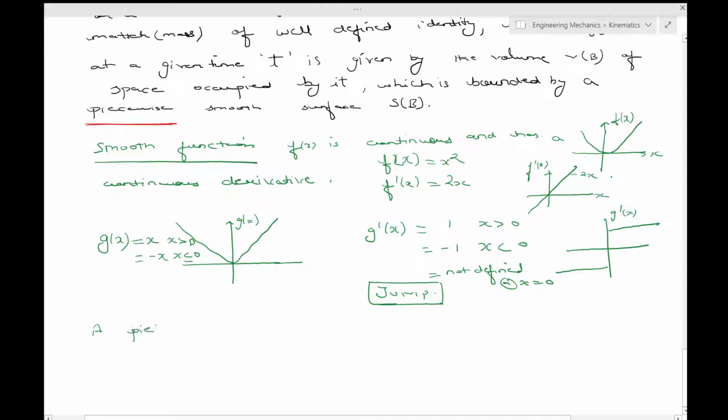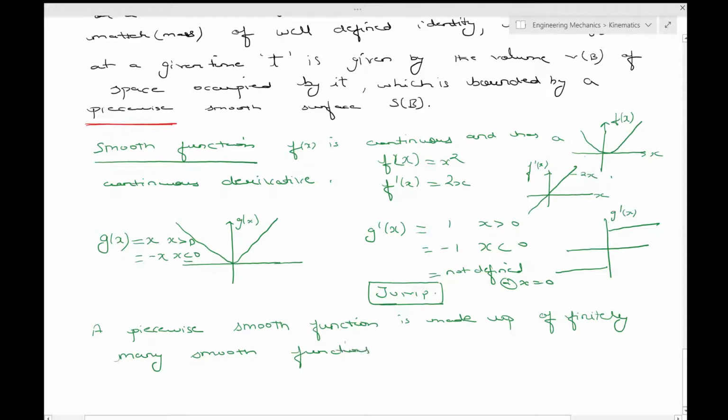So a piecewise smooth function is made up of finitely many smooth functions separated by jump discontinuities.